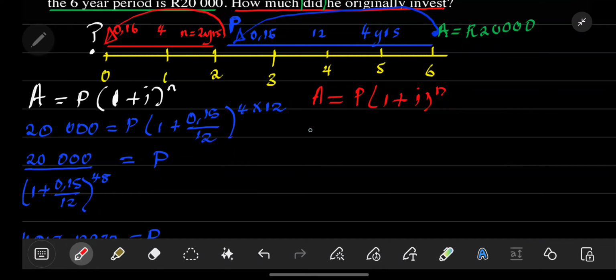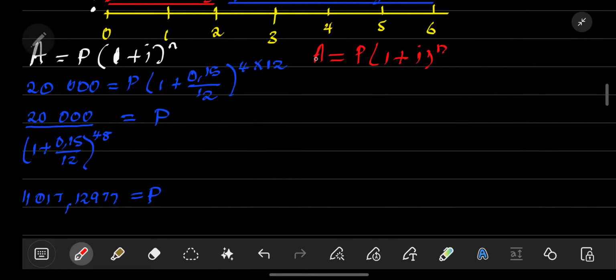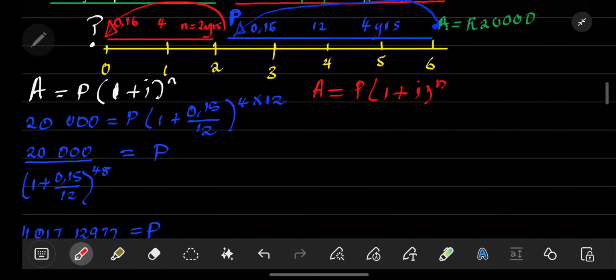Okay, then our A, which is the future. Why am I saying this money is the future? Because if I'm comparing it with this one, right? So this is the future, but then this will be the present. Remember, you cannot have two futures. So this one will be the future, then that one will be the present.